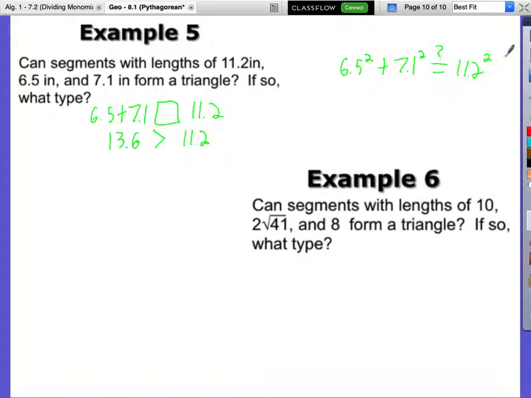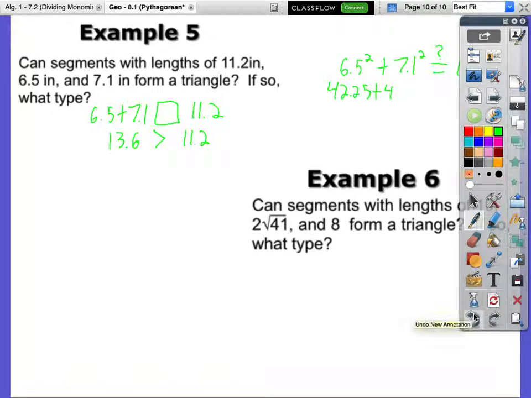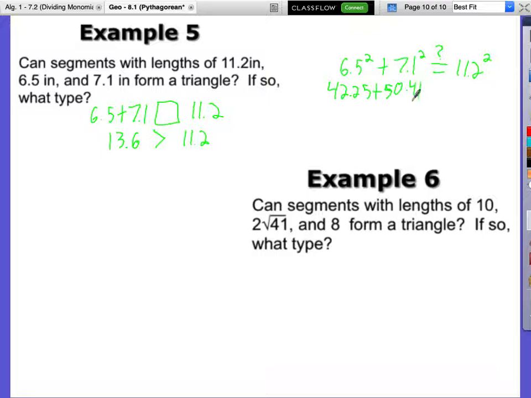For this one we can just go all the way up because it's just what's 6.5 times 6.5? 42.25. What's 7.1 times 7.1? So what is 11.2 times itself? 125.44.